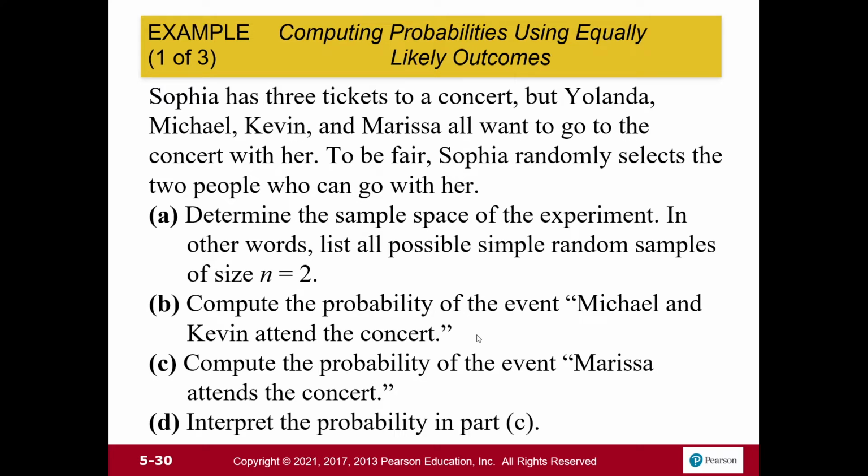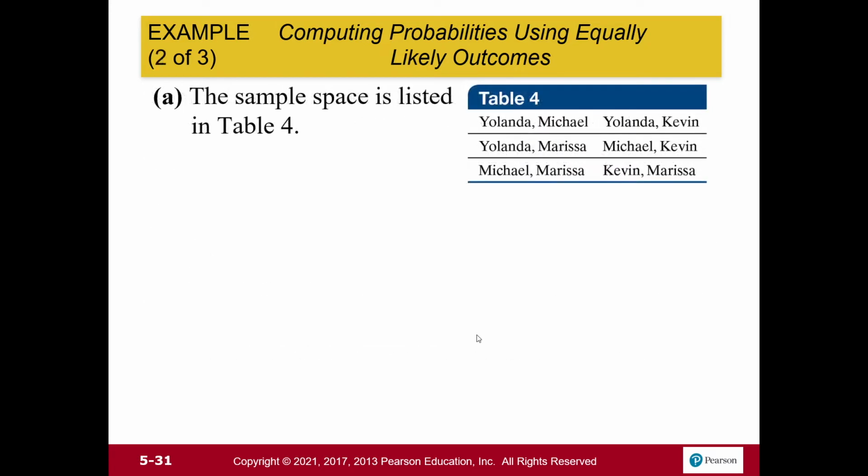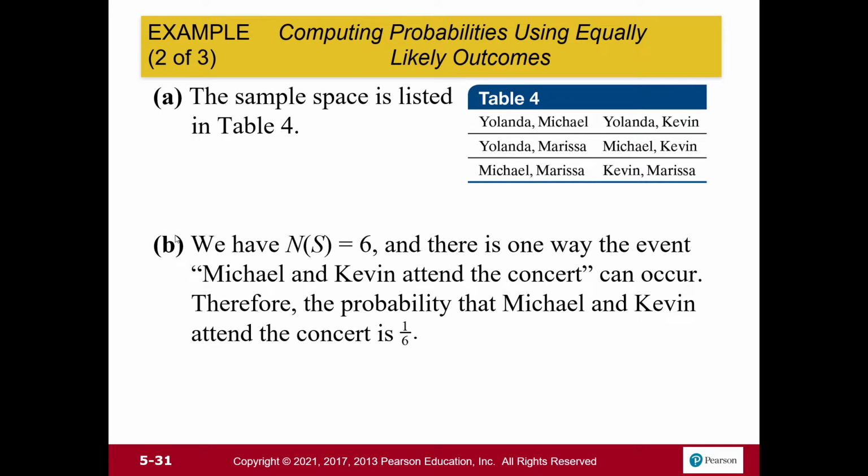Alright, so we do need to list out the sample space so we can see all the different combinations. Now for part B, N equals 6, S equals 6, N(S) equals 6, and there was only one way the event Michael and Kevin attend the concert. So out of all the 6 possibilities in the sample space, only one of them will have Michael and Kevin. Okay, so we can calculate that probability. It was 1 out of 6.